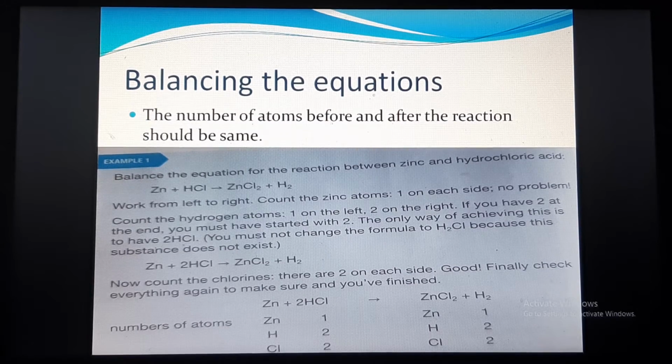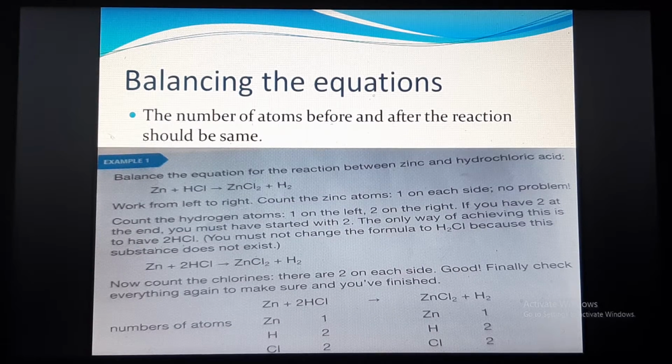If an equation like this is given, first you have to count the number of elements on the left side. The first element is zinc. How many zinc are there? We can see there is no number, so we can write it is 1. And on the right side also, how many zinc? Only 1 zinc. So no need to balance the zinc.